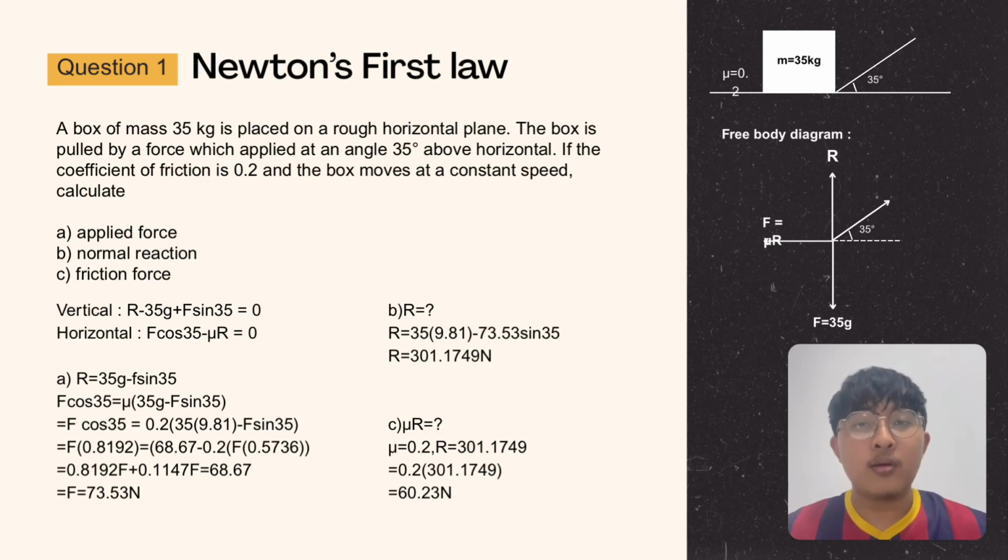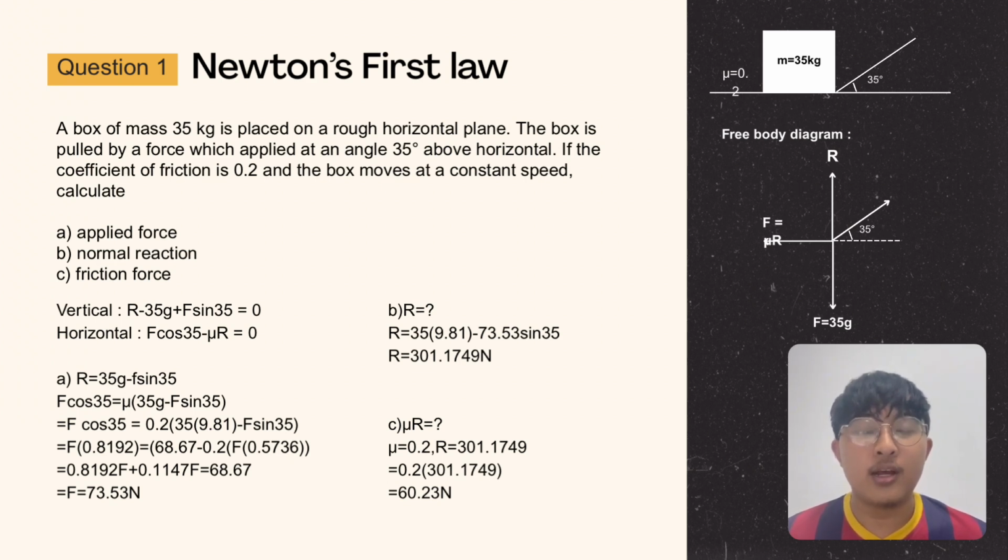So now let's move on to the problem statement and its solution. For the first question, this question involves Newton's first law. The question is, a box of mass 35 kg is placed on a rough horizontal plane. The box is pulled by a force applied at an angle 35 degrees above horizontal. If the coefficient of friction is 0.2 and the box moves at a constant speed, calculate A, applied force, B, normal reaction, and C, friction force.